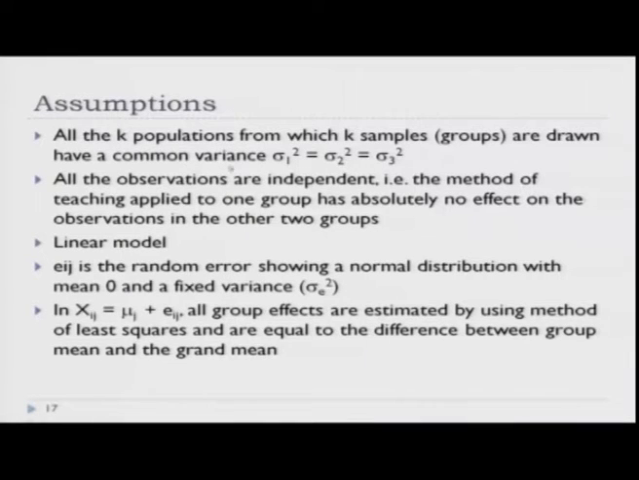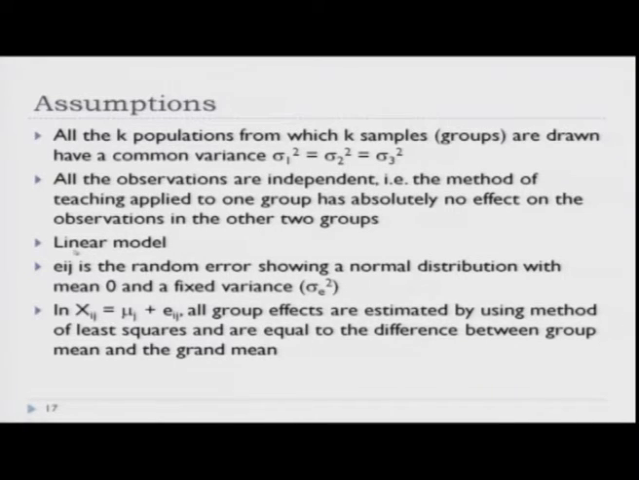Like any other technique, ANOVA is also based on certain assumptions. They are that all the k populations from which k samples are drawn have a common variance. This is called homoscedasticity. All the observations are independent, that is, the method of teaching applied to one group has absolutely no effect on the observations in the other two groups. In those other two groups, different teaching methods have been used, which are unrelated to the teaching method in the first group.